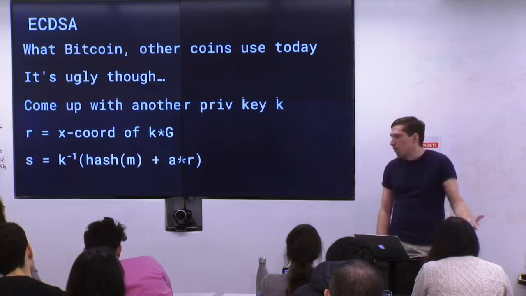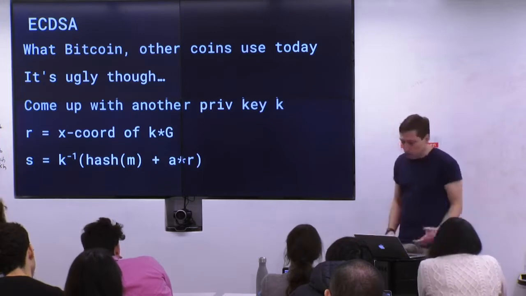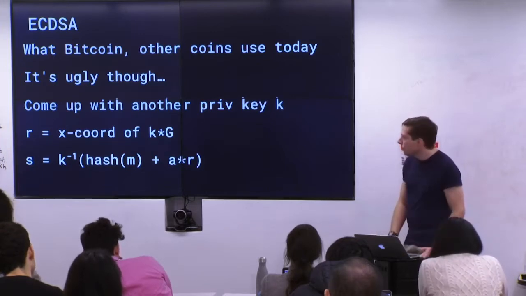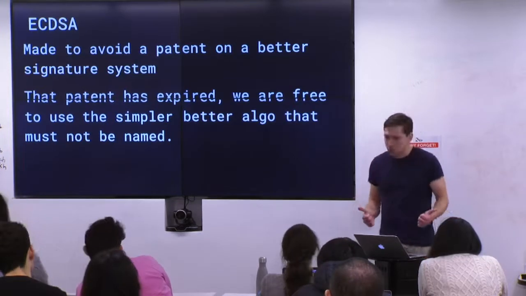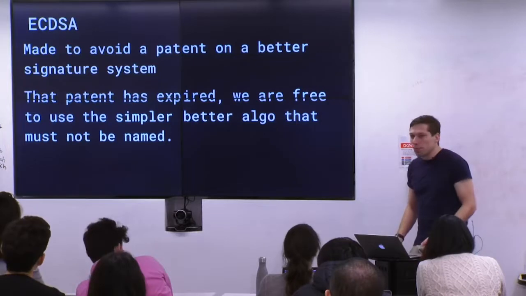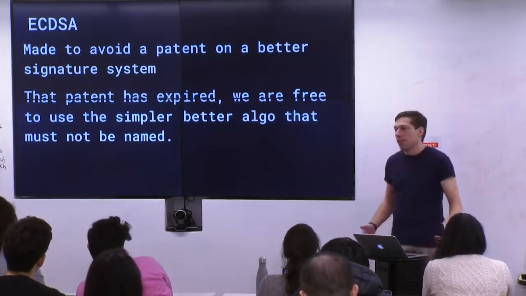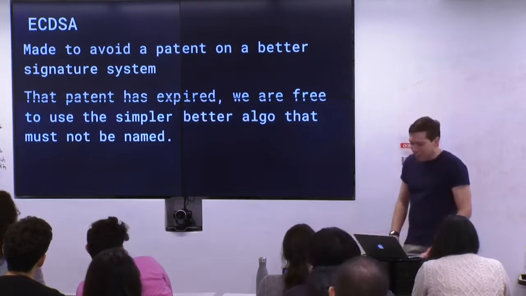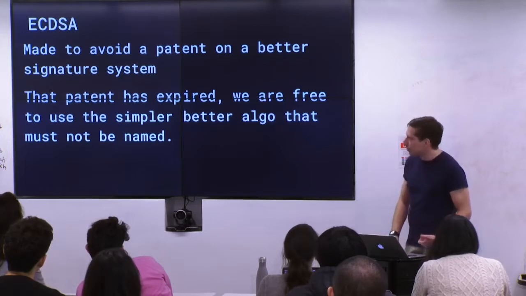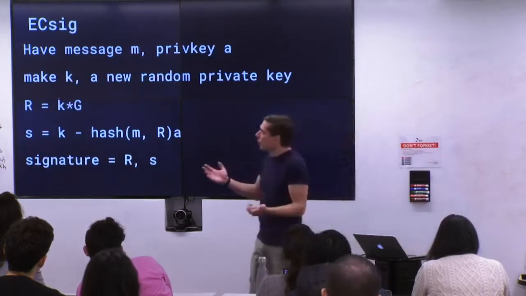But Bitcoin will probably be putting it in in the next year or so. So all these things will be much more applicable and you can use them. And there's code out, you can use them now. Okay, sorry. Patent expired, free to use the better algorithm. That must not be named. People don't call it Schnorr signature as much because it's like, well, this is the guy who prevented us from using this for 20 years. There's modifications to it.